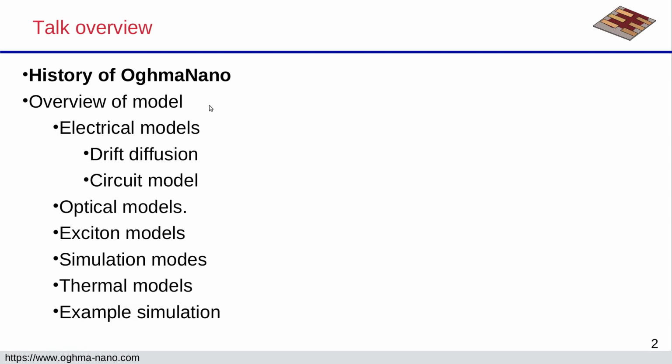So moving on, I want to talk briefly about the history of OghmaNano, and I think this will help you understand where it's coming from, its history, and how to search for documentation and past papers that have used the model. Then I want to talk about an overview of the model. So I'm going to tell you what the model can do, but not necessarily how to do it with the model. You can find that information in later presentations or indeed in the documentation.